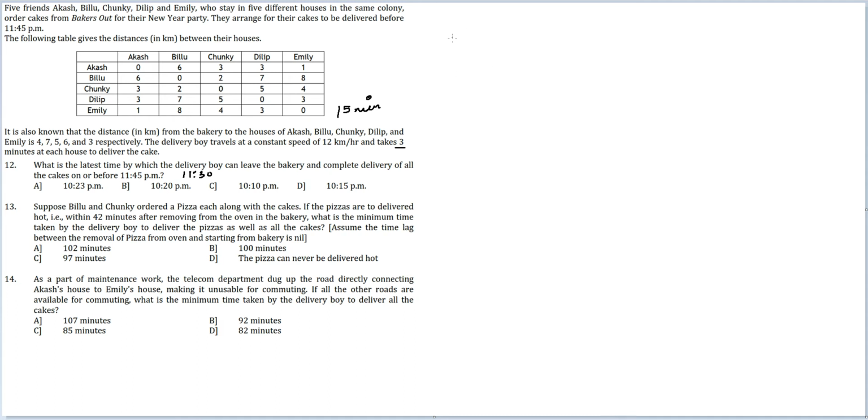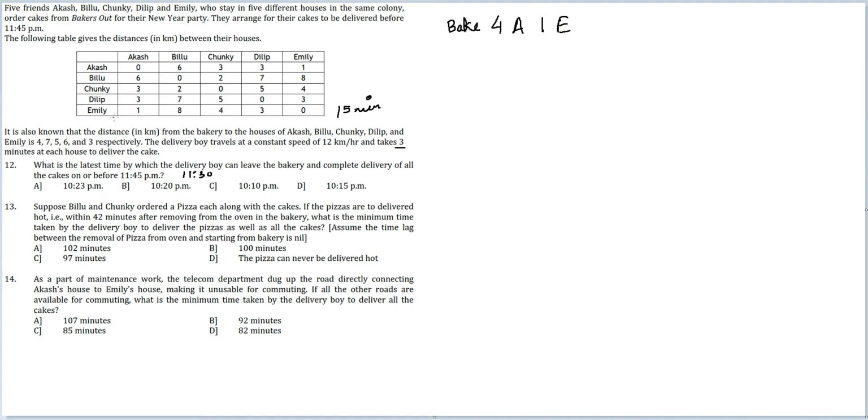So what I'm doing is, let the first house that he's visiting be any of these five, and then map out the shortest path to go to each of the other houses. It would take the delivery boy 4 kilometers from the bakery to Akash's house. First case, when the first house is Akash's house. From Akash's house, whose house should he go to next? Clearly, next house should be Emily, because that is the shortest distance.